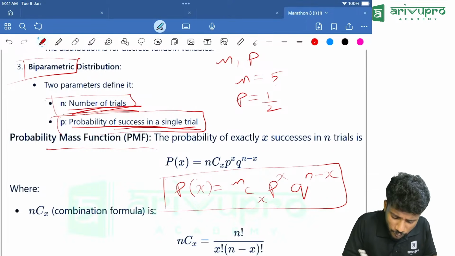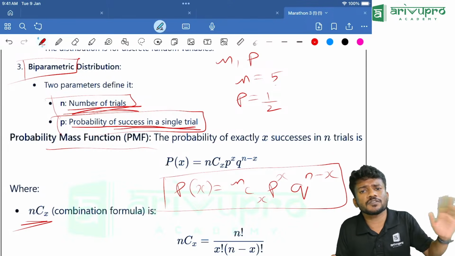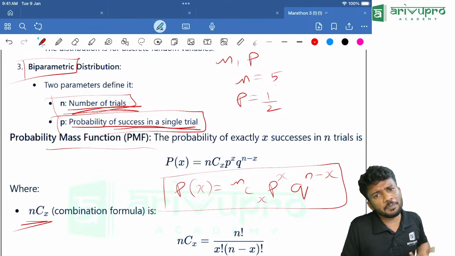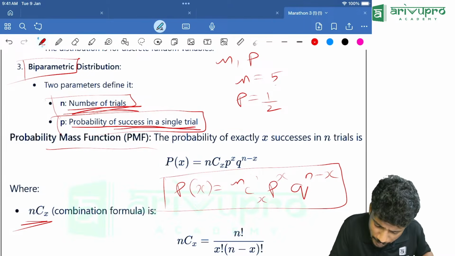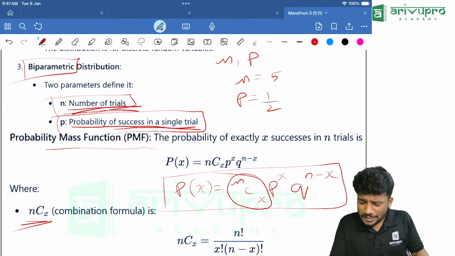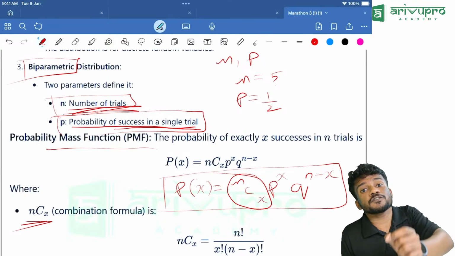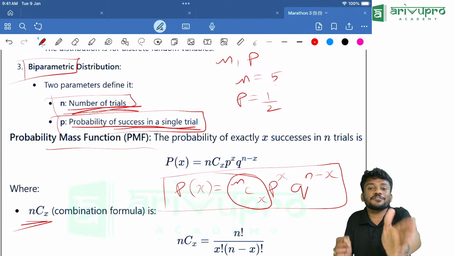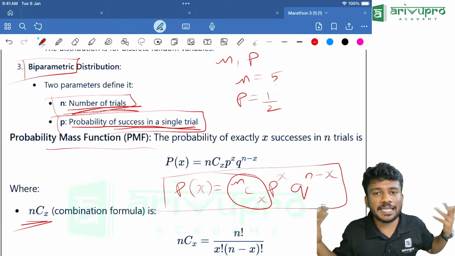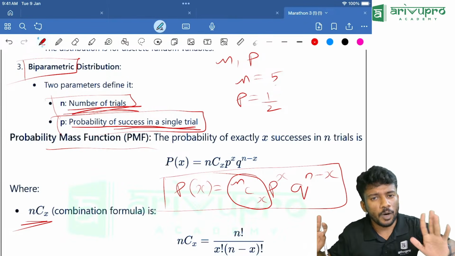Now, you might have learned the chapter combination. What is the formula for NCX or NCR? N factorial divided by x factorial into N minus x factorial. So, you know the value of this. Now, what is this P? P is probability of success. What is success? In a single trial, if you are tossing a coin for 1 time, what is the probability of getting a head or tail? That is 1 by 2.